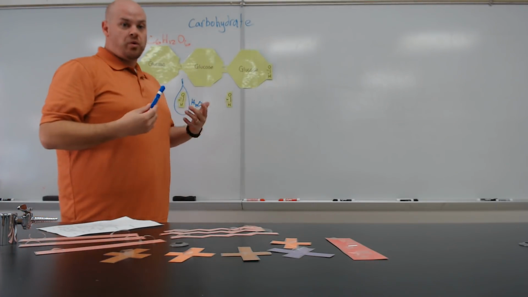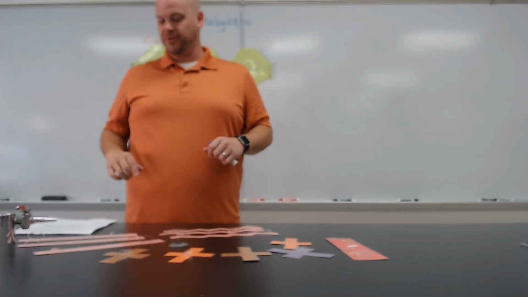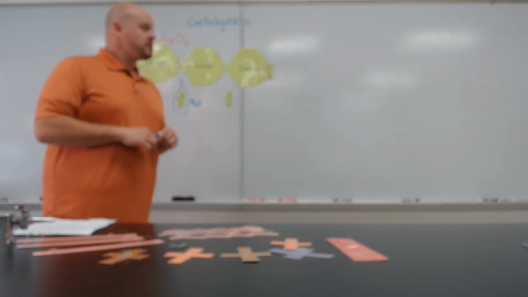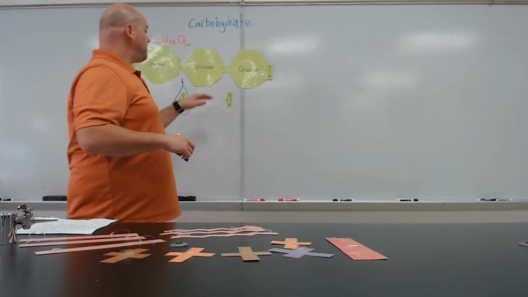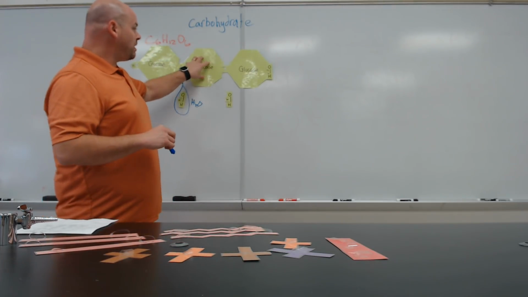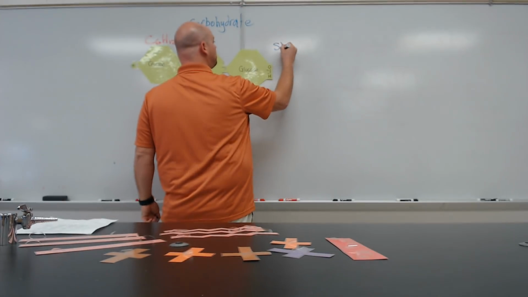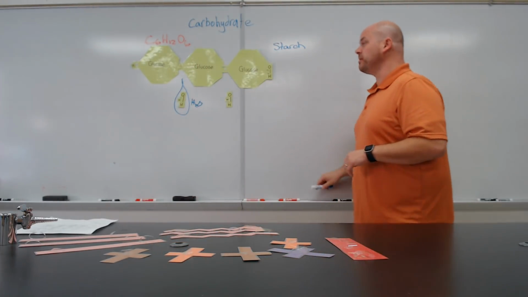Okay, this is just one example of a carbohydrate. There's a bunch of examples of carbohydrates. Go back to this list real quick, that list for the examples. We have a carbohydrate that can be in plants. We have a carbohydrate that can be in humans. There's all kinds of carbohydrates. The one that plants use is starch. Starch is the carbohydrate that a plant's going to use.